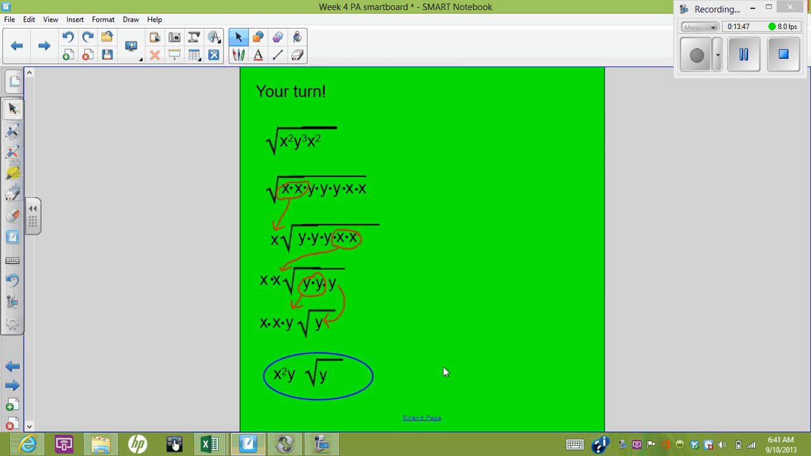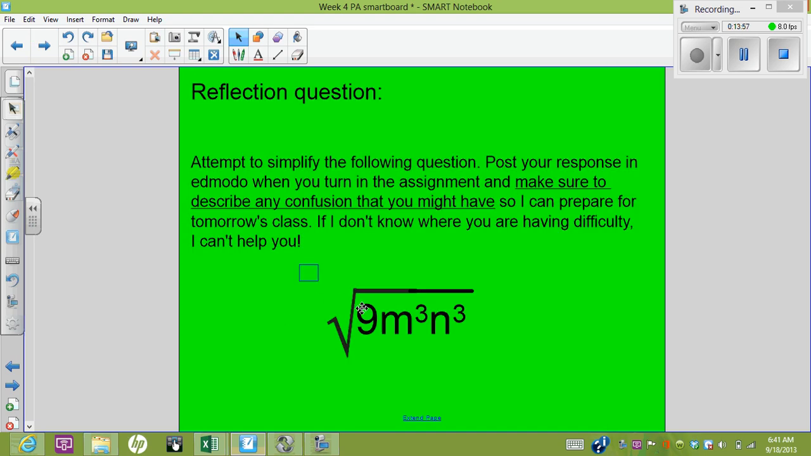Don't panic if you're a little lost. Write the notes down, see what you can figure out. And my reflection for you today is I want you to try and simplify this problem here. It has numbers and variables, and I made it hard and potentially confusing for a purpose. I want you to struggle with this a little bit. I know that sounds mean, but I want you to struggle with it.